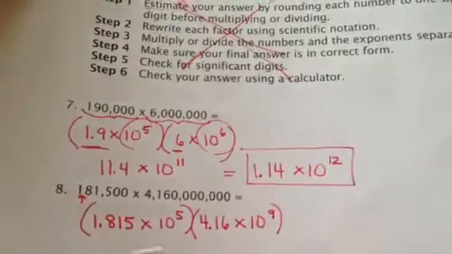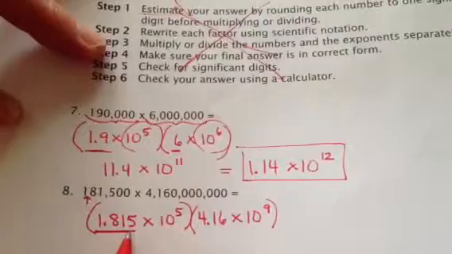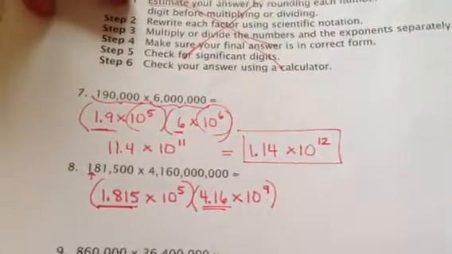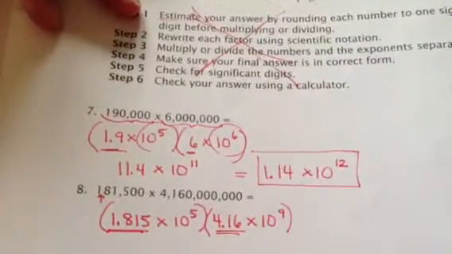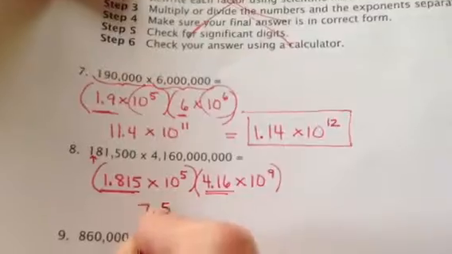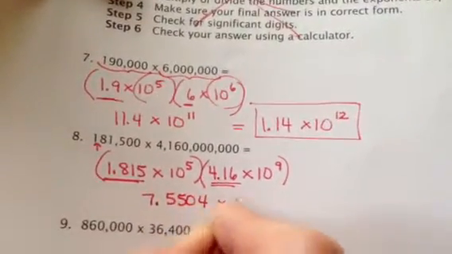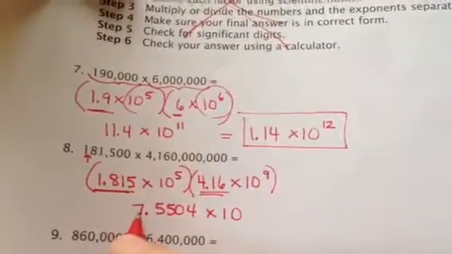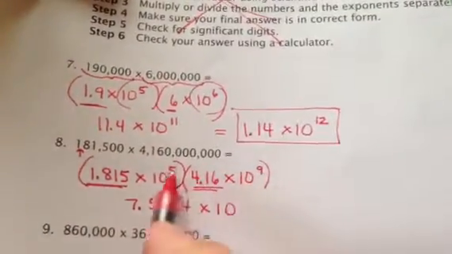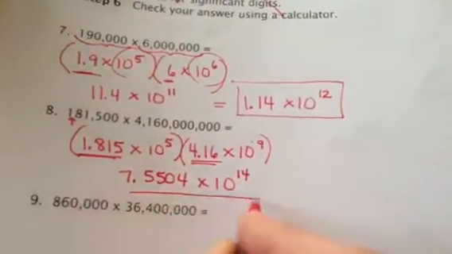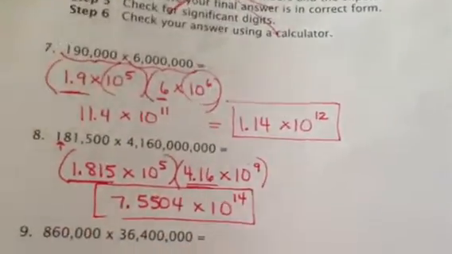Gosh, a lot. So now, use your calculator and just multiply these boring numbers together. So that's 1.815 times 4.16, which equals this, 7.5504. My decimal's in the right place because I only have one number to the left of it. Now add these. Since you're multiplying, you can add your exponents. So that should be your answer right there.